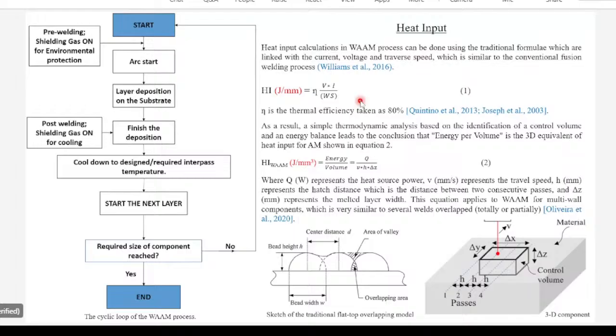So this is the heat input concept. This is a very important heat input concept. As I already told, the thermal gradient should be constant throughout the building direction. So with this formula, eta VI by welding speed, we can use this in single wall structures. And this HIWAM, this is the volumetric heat input. This formula we can use for the multi-wall concept. If we are making multi-wall, then we can use this formula. Okay.